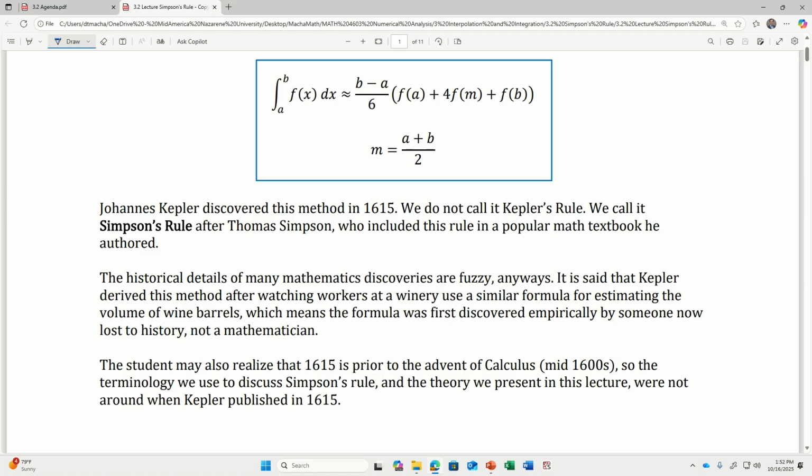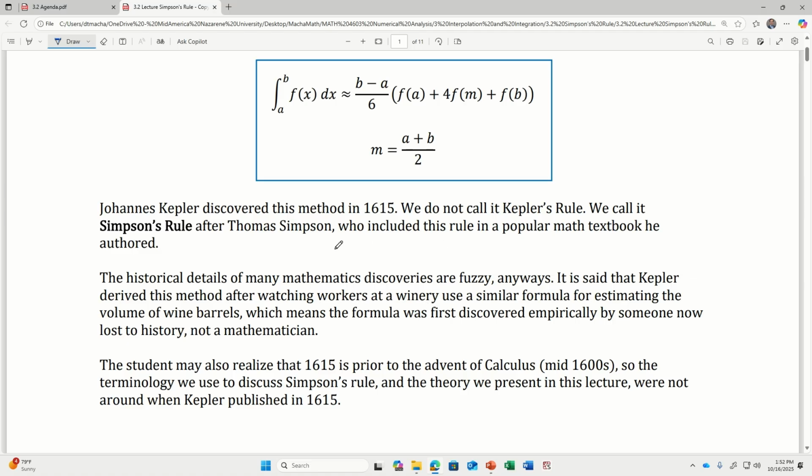The story goes that Kepler actually found the formula after watching workers at a winery use this formula to estimate the volume of wine barrels. And it's likely that those workers were not mathematicians and didn't derive this analytically. They were just, we found something that worked. We found a rule of thumb that was really accurate at estimating the volume of wine barrels, and so they were just using it because they somehow figured out that it worked.